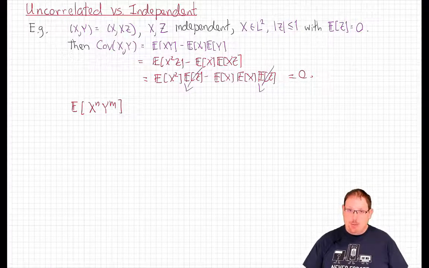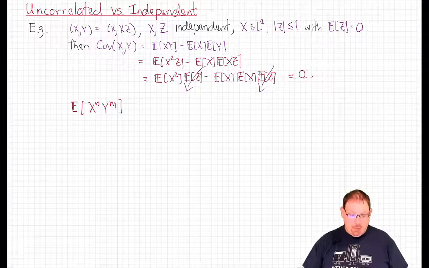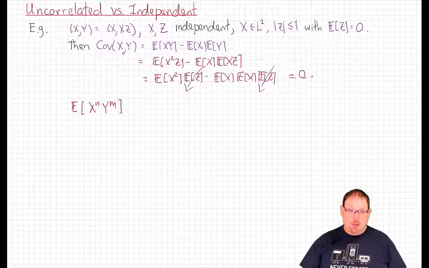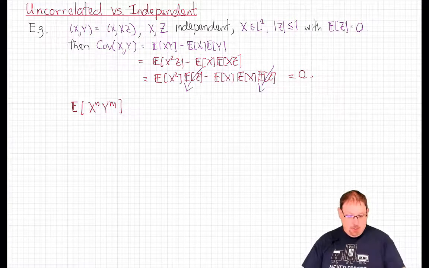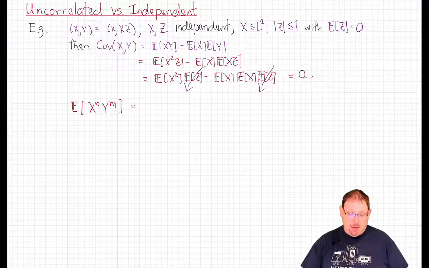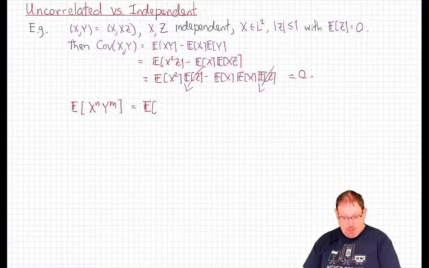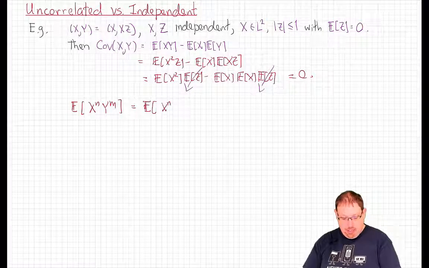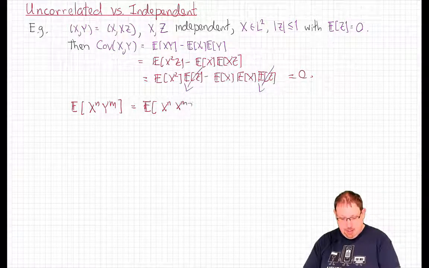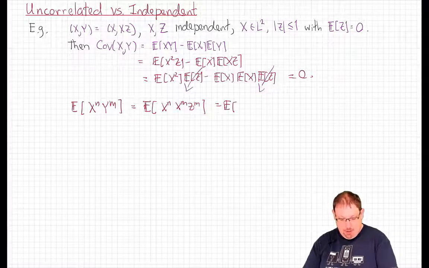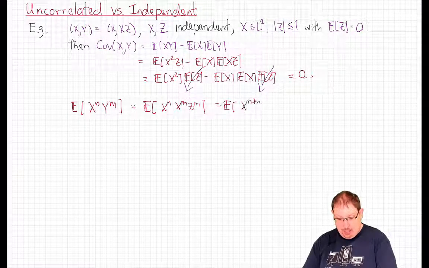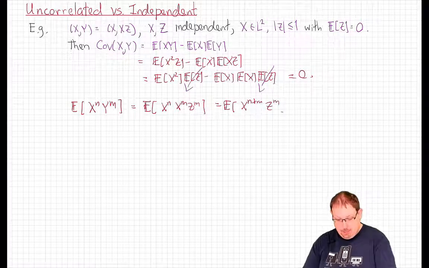X to the n times y to the m may not be an L1 random variable. So we'll make some assumptions that will allow all the calculations to be justified here in a second. But let's just do this the way we know it will have to work if everything is well defined. This is just the expected value of x to the n times x to the m, z to the m, which we can recombine as the expected value of x to the n plus m, z to the m.